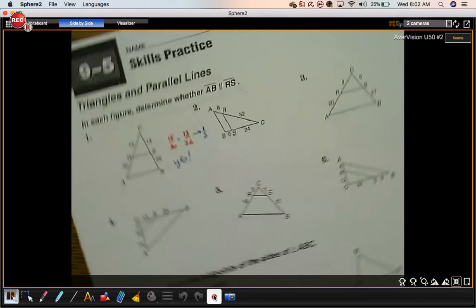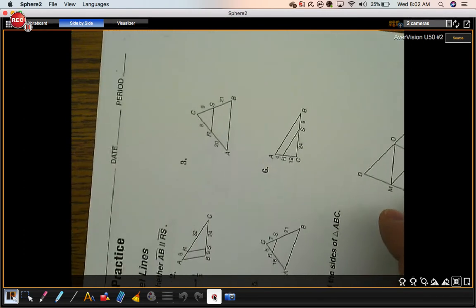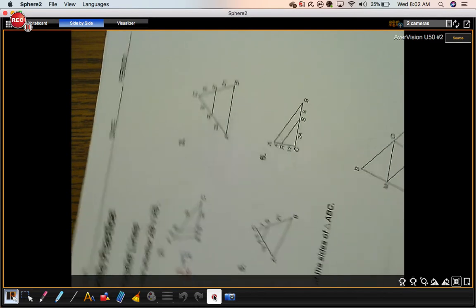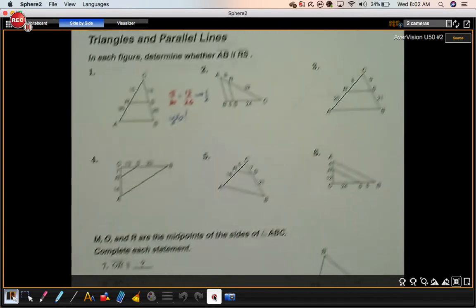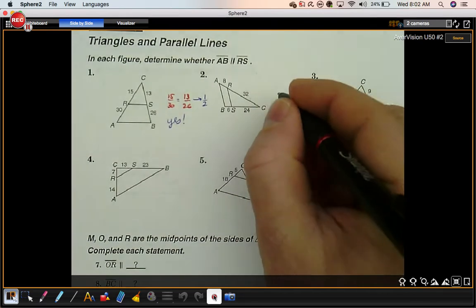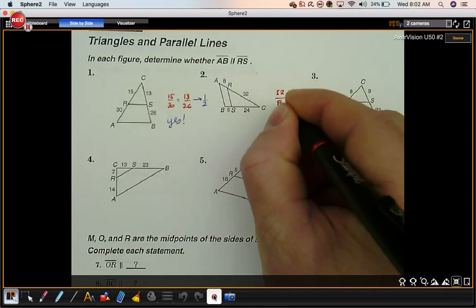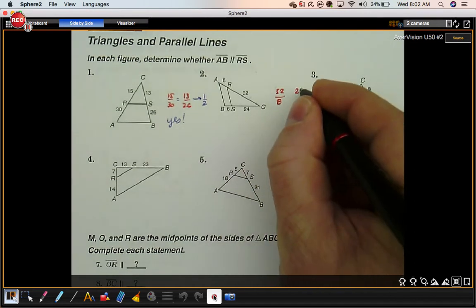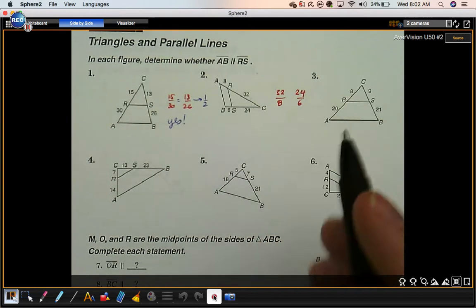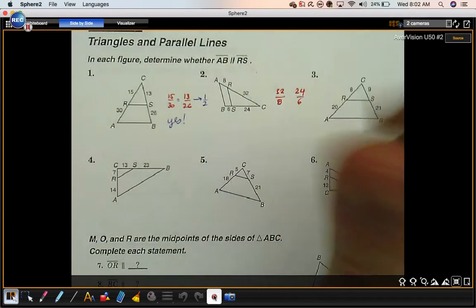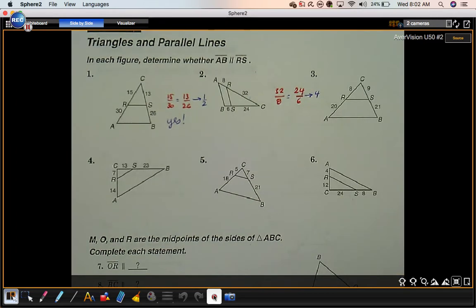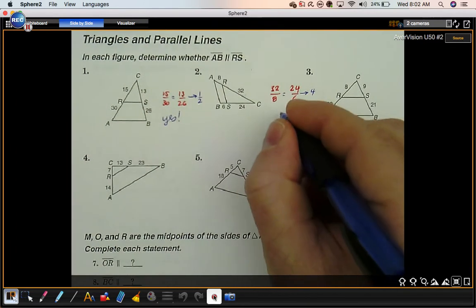Number two, if you need to, you can turn the diagram. That way you can see the ratio a little bit better. We're going to compare 32 with 8, and we're going to see if that's the same thing as 24 to 6. If you divide both of these, you end up getting 4. So yes, they're parallel.